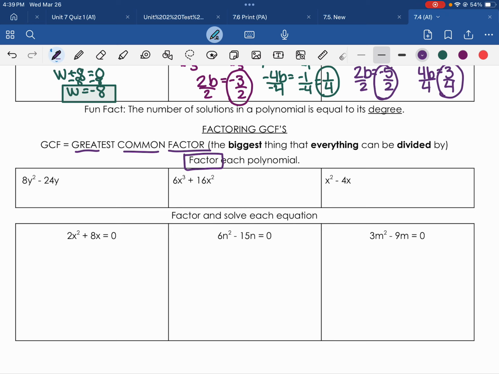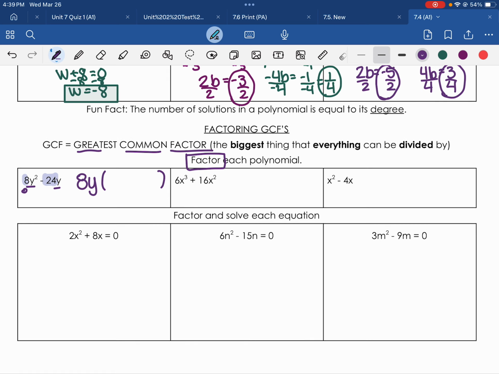So for the first problem, start by looking at the numbers out front. And we're just going to factor these. We're not going to solve. We can't solve something that doesn't have an equal sign in it. Now, what's a number that goes into 8 and 24? 8. 8 is the biggest number. 2 and 4 both go into it, but 8 is the biggest. Now, also, they both have a y. So we're going to put 8y out there.